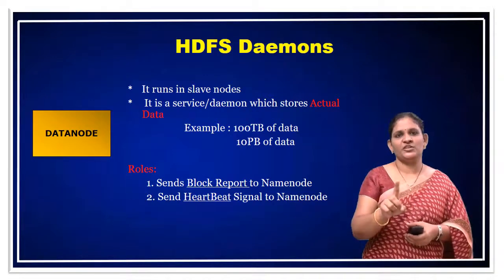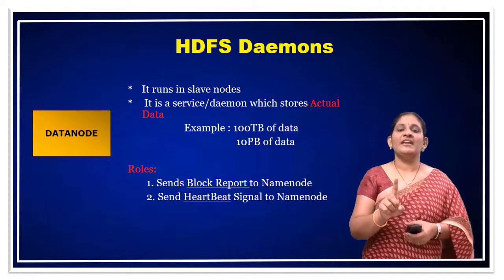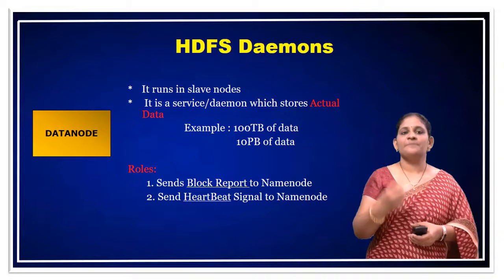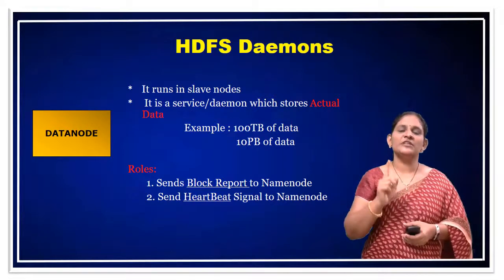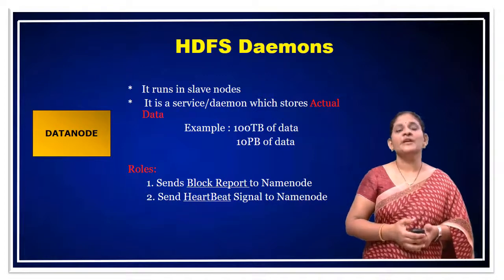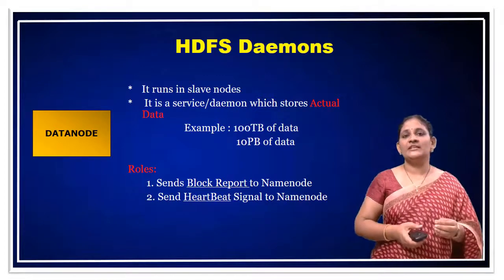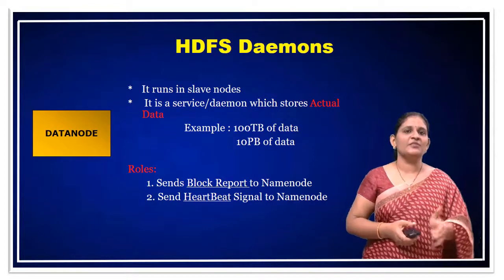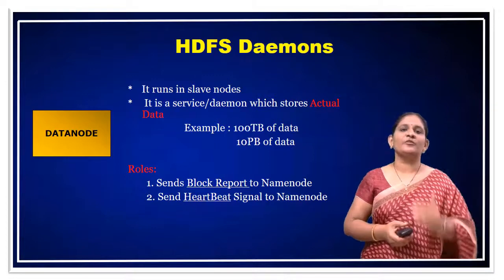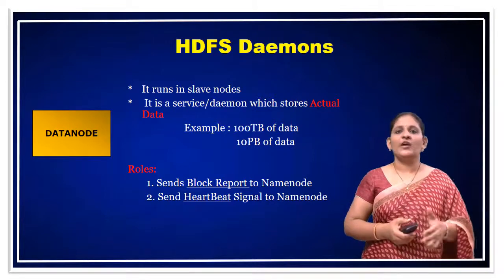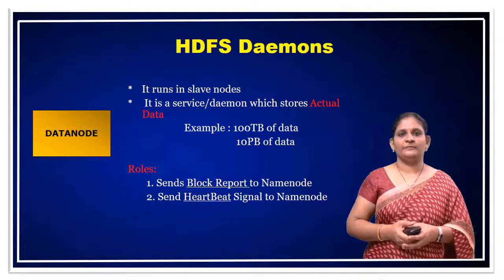The first communication is that the data node sends a block report to the name node whenever it stores a new block in it. The second one is that every 30 seconds the data node needs to send a heartbeat signal to the name node saying that I am alive. If any data node fails to send a heartbeat signal to the name node, the name node assumes that that particular data node has failed. Accordingly, the master will take an action.